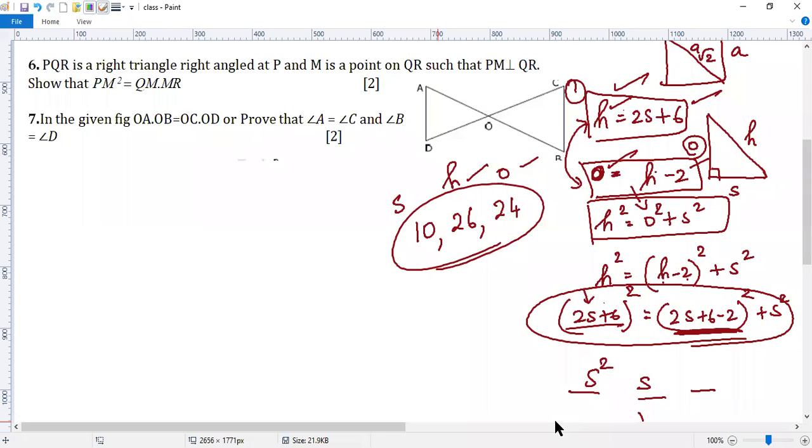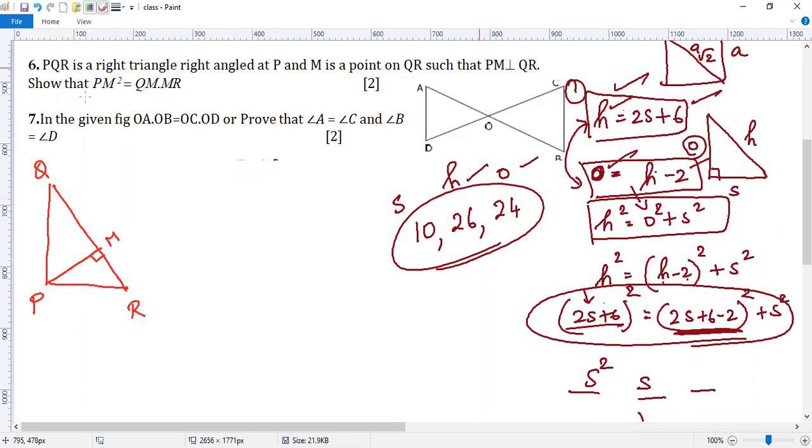See, question number 6 la triangle PQR கொடுத்திருக்காங்க. It is a right angle triangle னு கொடுத்துட்டாங்க. Right angle at P. So I'll draw a right angle triangle. Triangle PQR, right angle at P. Okay. Q and R, I'll put it this way. And M is a point on QR such that PM perpendicular to QR. So I am dropping a perpendicular like this on QR. M, PM, QR perpendicular to each other.